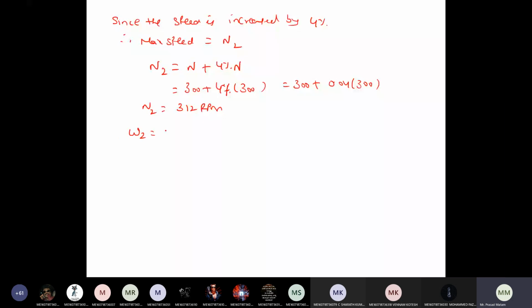Now try to find out omega 2. That is 2 pi N2 by 60, that is 2 pi into 312 by 60. What is the answer we are getting from this? That is 32.7 radians per second.